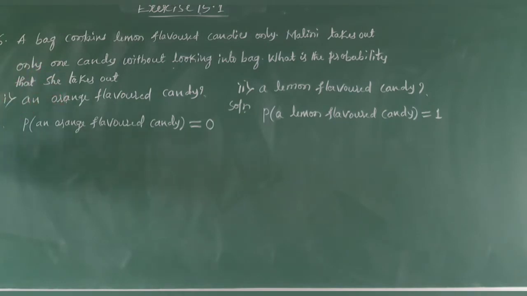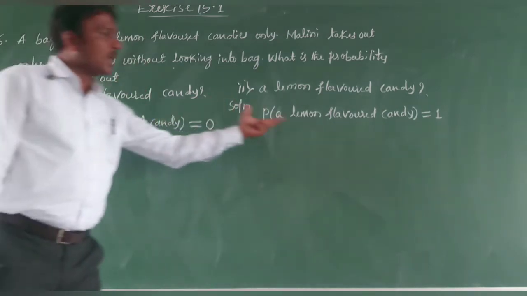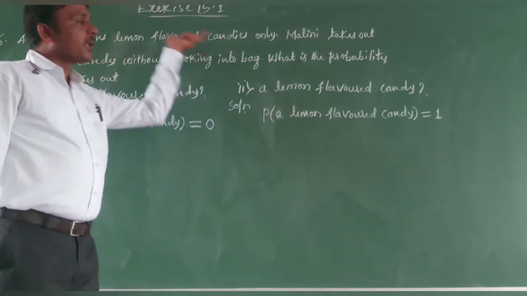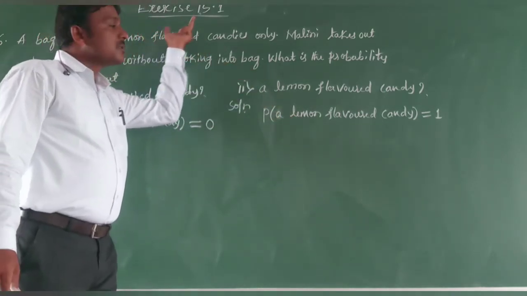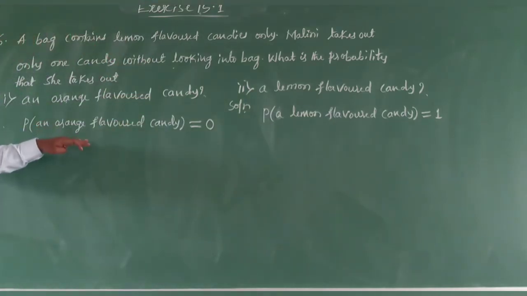So these are very simple questions. Orange flavored candy is not there, so this is an impossible event. Lemon flavored candy is there, so this is a certain event. So, very simple question. We have to write this in our class.